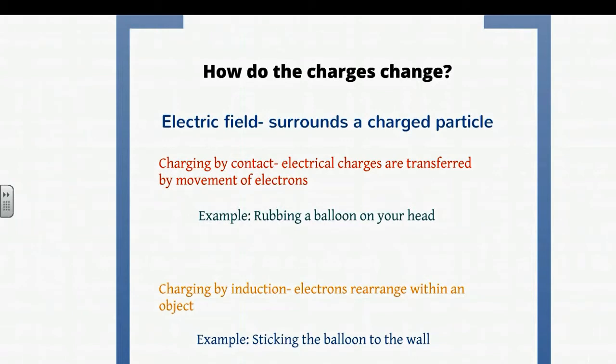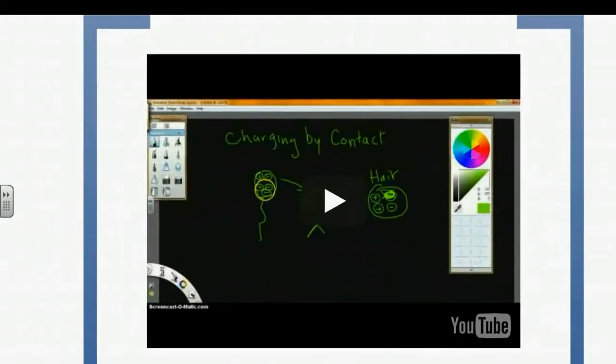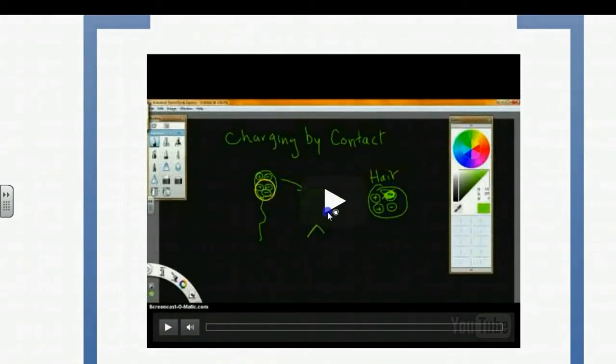The reason for that is charging by contact is rubbing the balloon on your hair or on your sweater, and charging by induction is when you can stick it there because the electrons rearrange. Now I'm going to show you guys a little drawing I did of this. We'll also talk about this a little bit more in class, and you guys will see this live, and we'll do some demonstrations with it. But check out my awesome drawing skills.